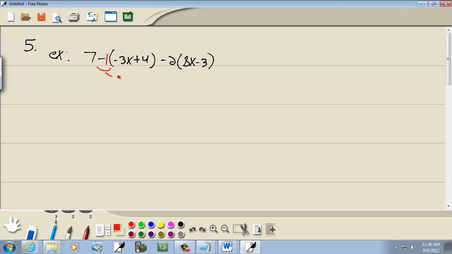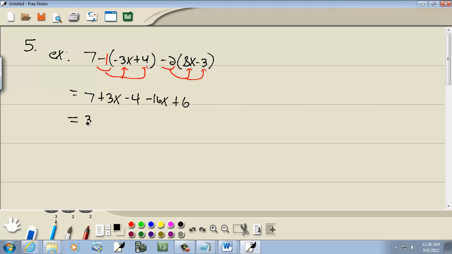We're going to take negative 1 times negative 3x and times 4. And we'll also take this negative 2 times 8x and times negative 3. Okay, negative 1 times negative 3x gives us a positive 3x. Negative 1 times 4 gives us negative 4. Negative 2 times 8x gives us negative 16x. And negative 2 times negative 3 gives us a positive 6.